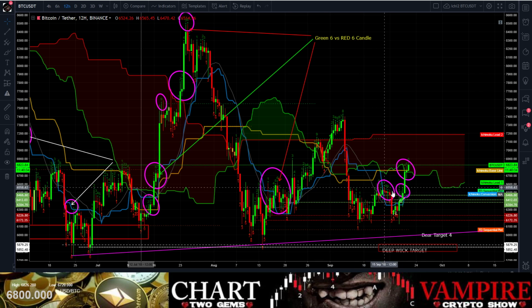Green 6, now this one did fall out. Got to watch it, but I'm telling you, the odds are in your favor if this candle prints up a green 6 with a red candle. If it's a green 6 with a green candle, I'm going to stay bullish.